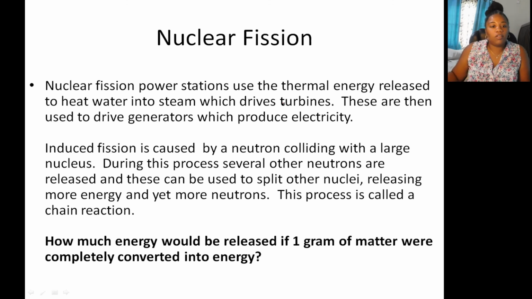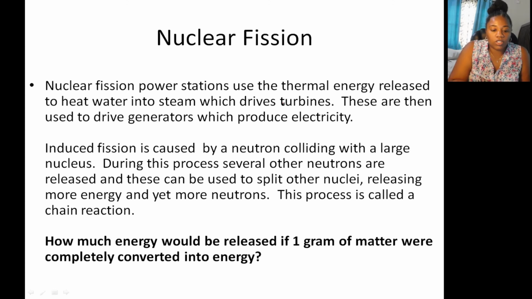So nuclear fission power stations use the thermal energy released to heat water into steam, which drives turbines. These are then used to drive generators, which produce electricity. The induced fission is caused by a neutron colliding with a large nucleus. During this process, several other neutrons are released, and these can be used to split other nuclei, releasing more energy and yet more neutrons. This process is called a chain reaction.